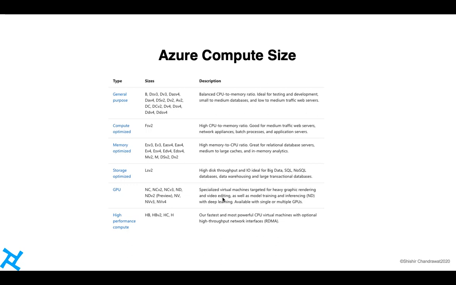So for general purpose, you can use a D series machine or a B series machine. For compute, where you have to use a high level of computing power, you can use an F series machine. Where you need more memory, you can use an E series machine. And where you need more storage, you can use an L series machine. If you have graphic intensive work like AutoCAD or something, you can use an N series machine. And if you need a really high performance computer, then you can use an H series machine. So these are various kinds of series which are available. Depending on what the need is, you can choose any one of the machines.